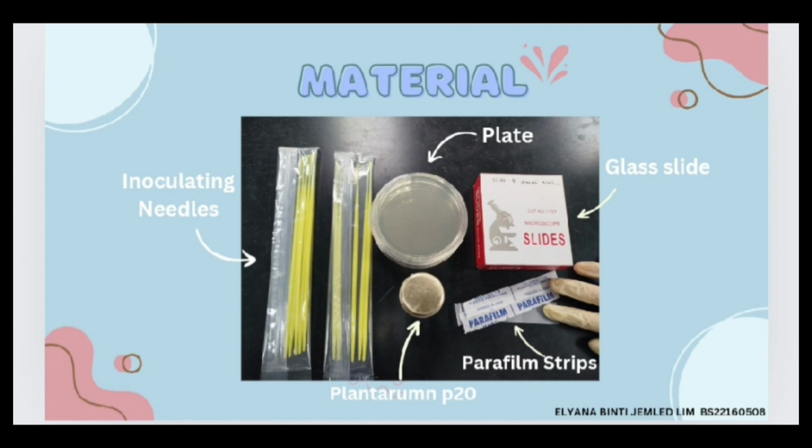Today I'm going to talk about the materials that we use from lab 3. There are 5 materials. Number 1 is plate. Number 2 is glass slide. Number 3 is parafilm strip. Number 4 is plantarum P20. And the last one is inoculating needles.